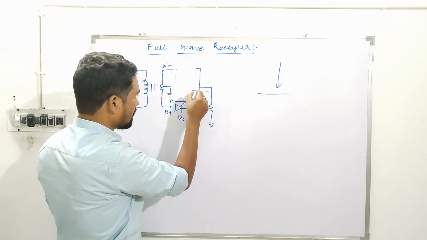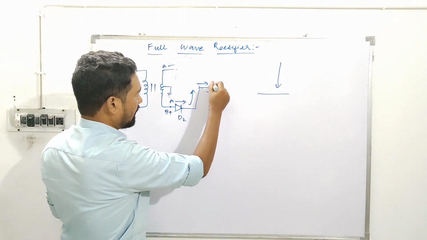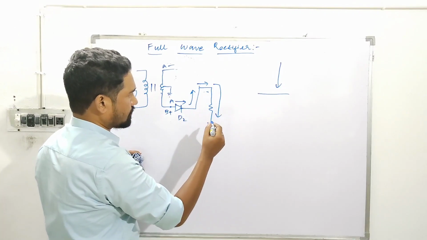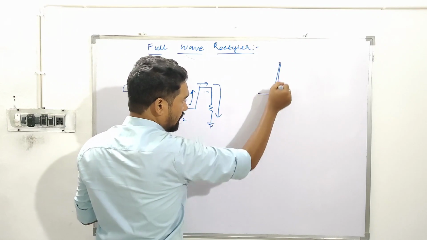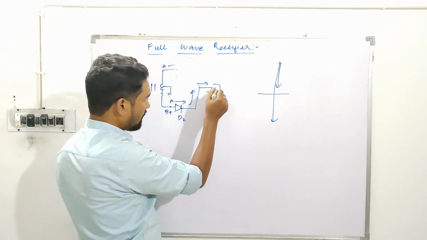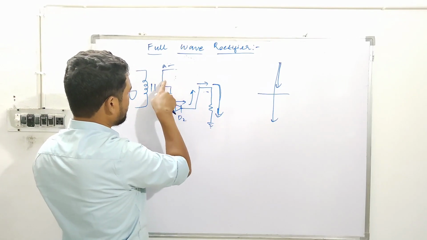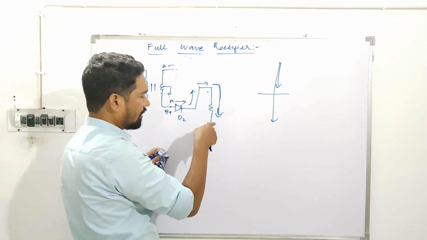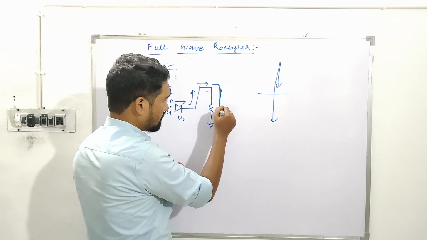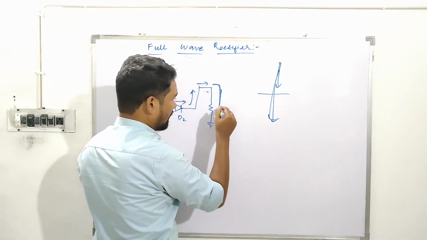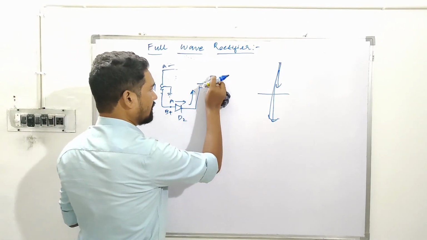This one is open, so no chance of current going that side, and the current will be flowing in this direction. See, even for the first half cycle, current is flowing in this direction. Even for the second half cycle, current is flowing in this direction. Here it's bidirectional, this side and this side, but at the end, at the load resistance, we have a unidirectional signal. First here and second one here. So this is how rectification is done.